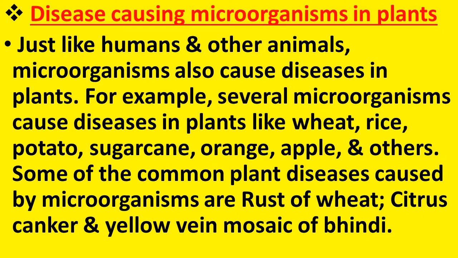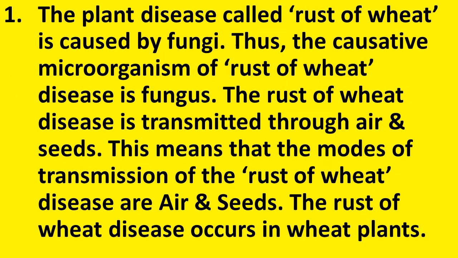Plants can be affected by disease causing microbes. Some of the common plant diseases caused by microorganisms are rust of wheat, citrus canker and yellow vein mosaic of bhindi. These are a few examples of diseases caused by microorganisms in plants, about which we will discuss one by one. First one, the plant disease called rust of wheat is caused by fungi.